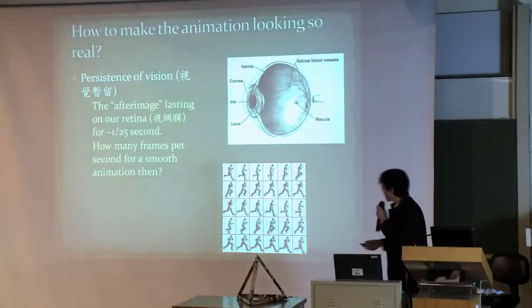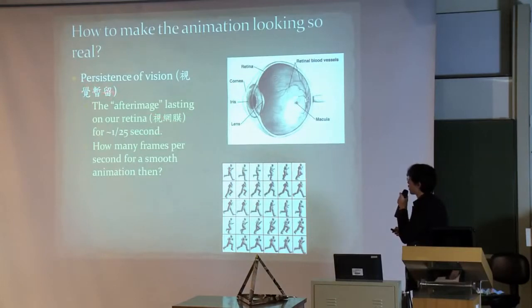So, actually, we can use animation to do a lot of things that we cannot experience in our daily life. So what is the science behind those animations? In order to make the animation look so real, so moving, you cannot take too few pictures. You have to take a lot of pictures and put enough pictures in 1 second in order to have a very smooth animation. The phenomenon we are making use of is called persistence of vision.